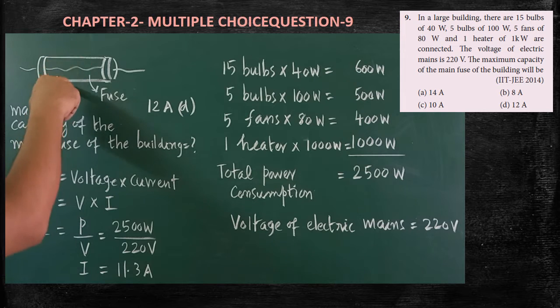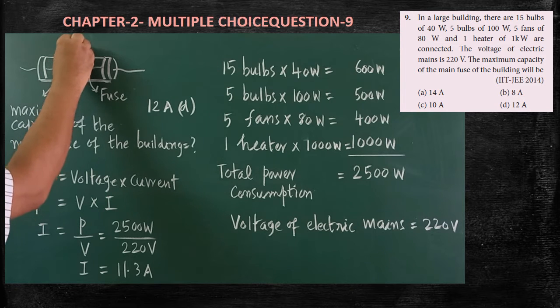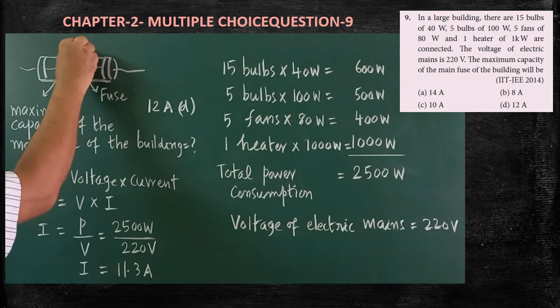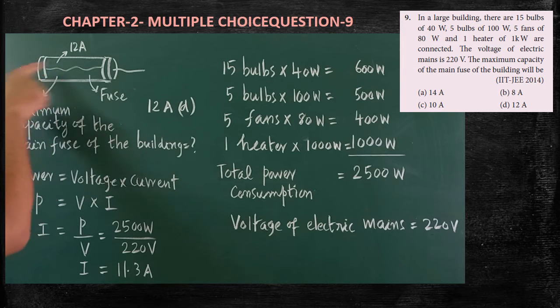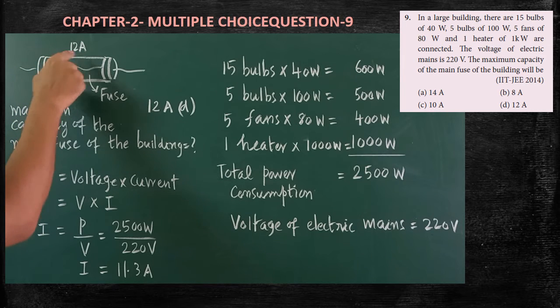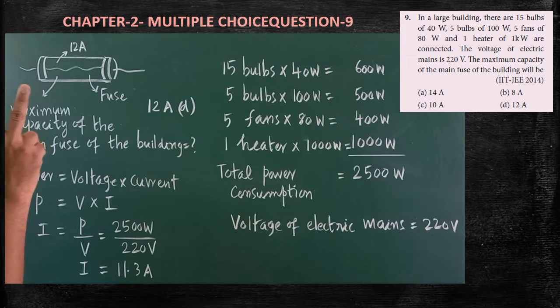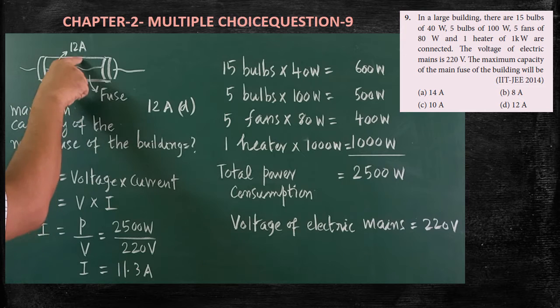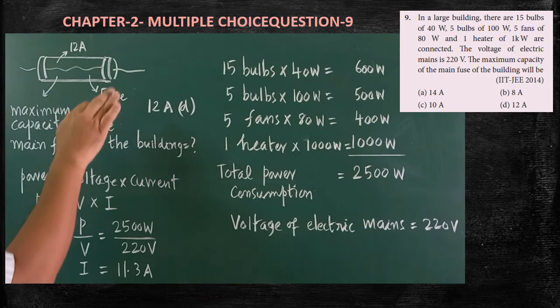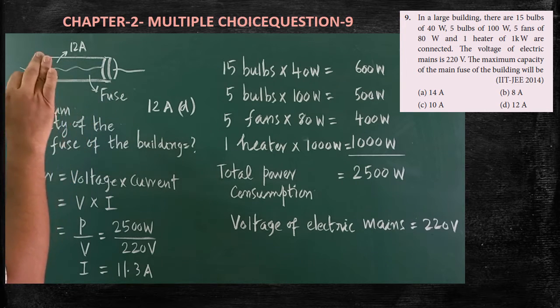We know about the purpose of using the fuse. On the surface of the fuse carrier, you can see the description, how much? 12A. 12A means if the current flows more than 12 ampere, what will happen? It has two specific properties: high resistance and low melting point. Due to Joule's heating effect, the wire will be cut off.